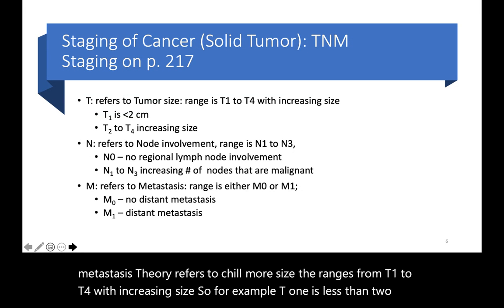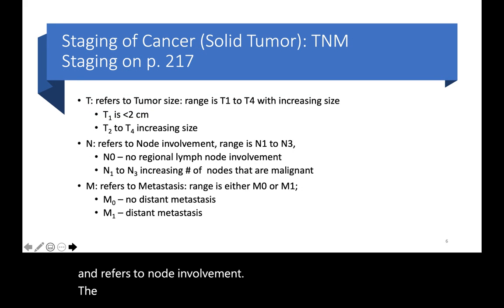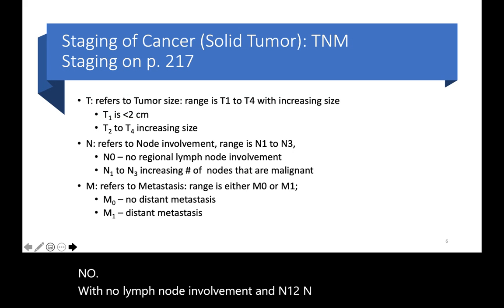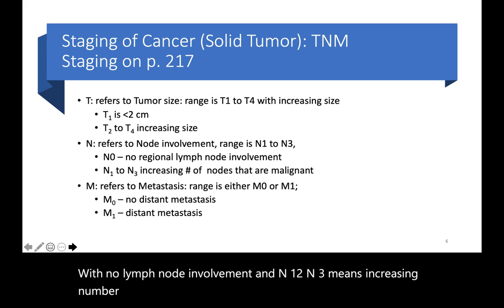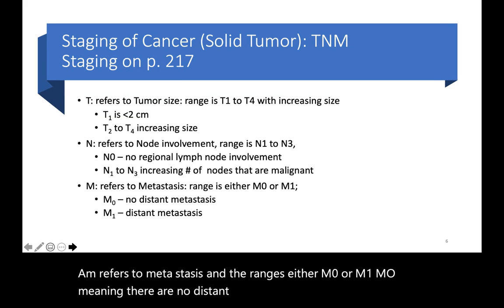N refers to node involvement. The range is N0 with no lymph node involvement, and N1 to N3 means increasing number of nodes that are malignant. M refers to metastasis, and the range is either M0 or M1. M0 meaning there are no distant metastases, and M1 means there's a distant metastasis.